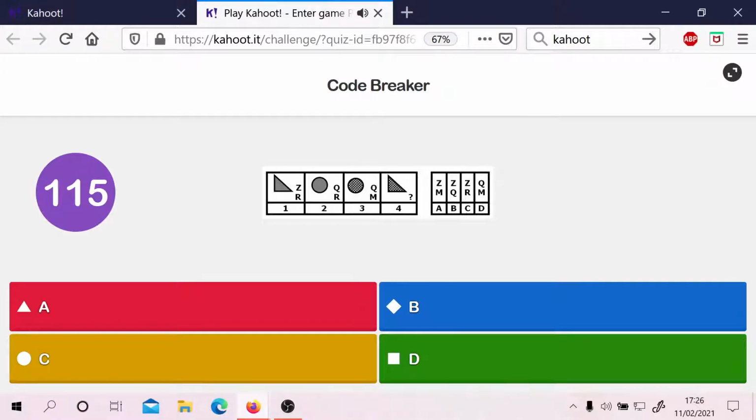Try what? So the triangle is ZR. The flat triangle, the filled triangle is ZR. Filled circle QR. The polka dot circle is QM. So okay, circle means Q, right? So triangle means Z. So it's Z something, and then it's ZM, right? Yeah, ZM, which is A.